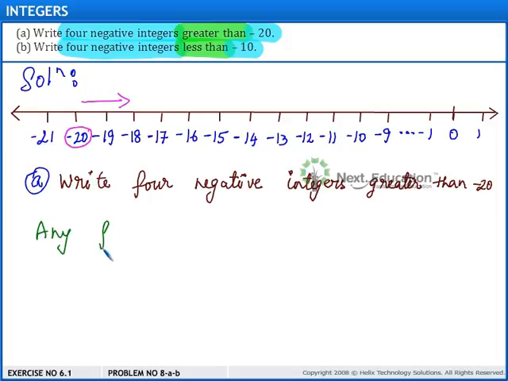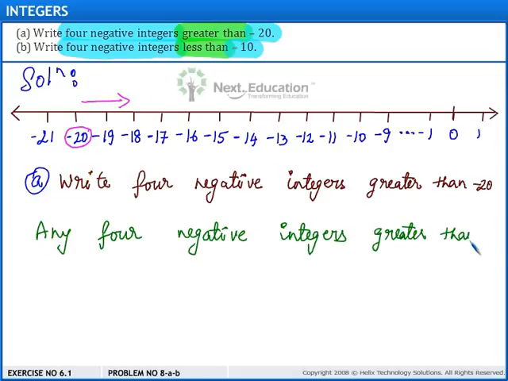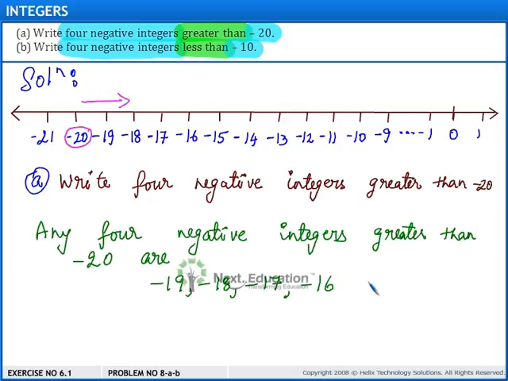Any 4 negative integers greater than minus 20 are minus 19, minus 18, minus 17 and minus 16. This completes the solution of part A.